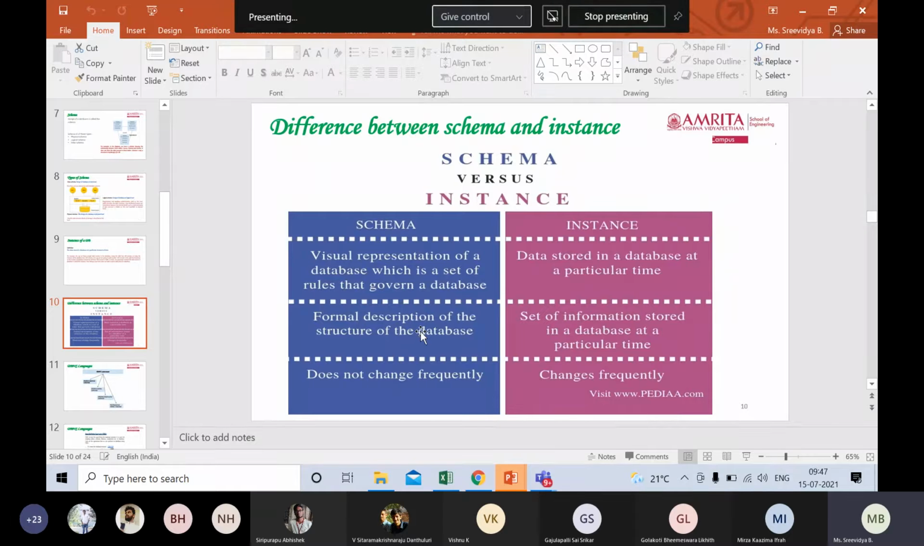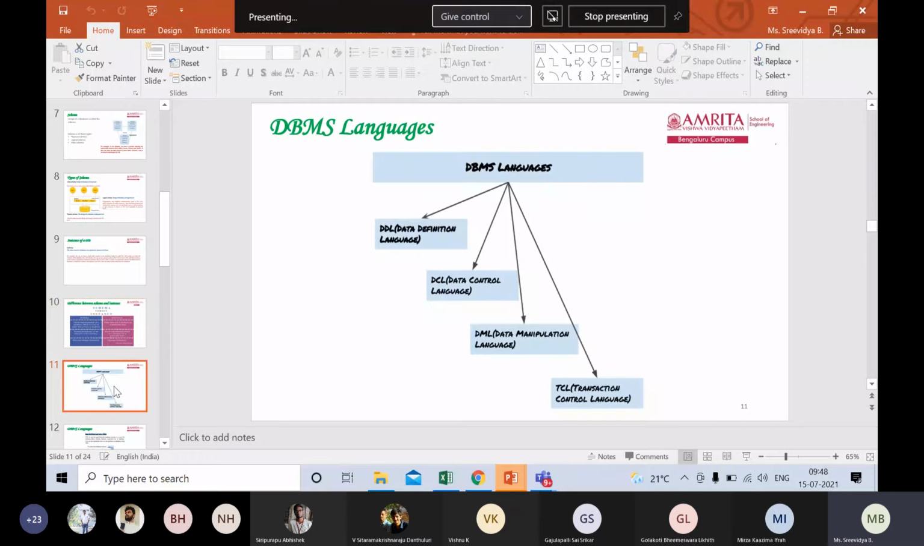When I say structure of the database, as I said, in a DBMS it is columns. So all the values that you give inside the column, for each column, for each row, that particular value is your instance. The last one, schema, does not change frequently, as we discussed just now. And this, instances, changes frequently. So that's regarding the differences between schema and instances.